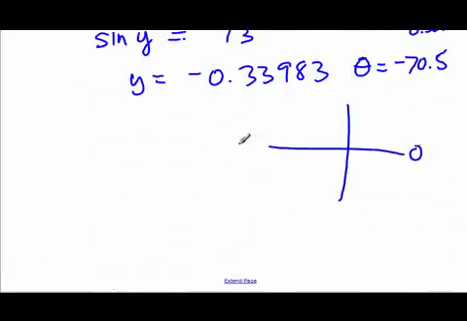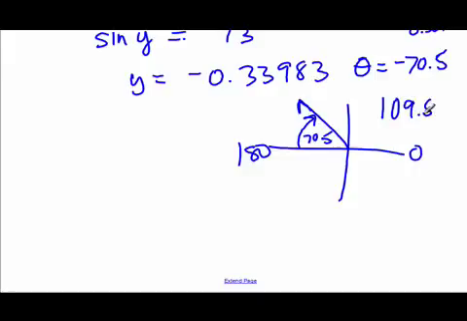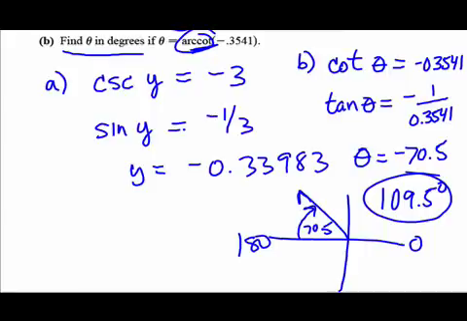Again, here we go, 0 to 180. I'm going to go back this way, 70.5 degrees. So it's 29.5. What's that? No. 180 minus 70.5. 119. No, 109. 109.5. 109.5 degrees. There's the answer this question is looking for.